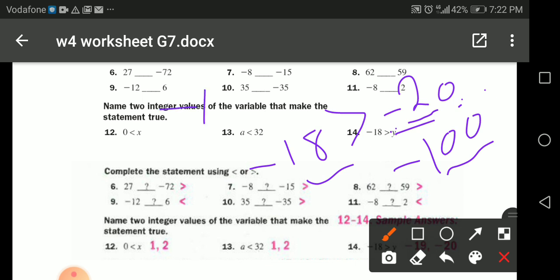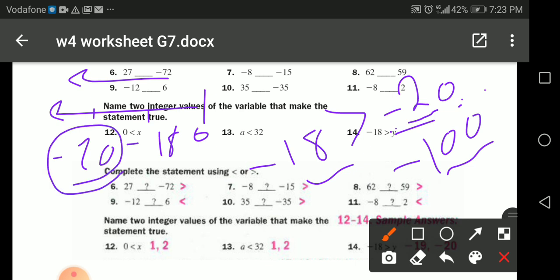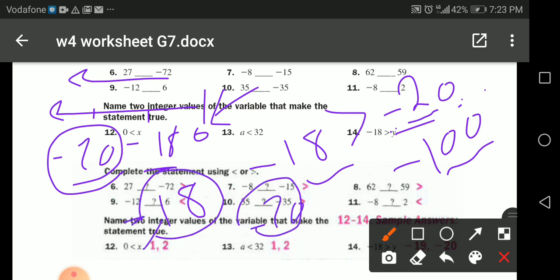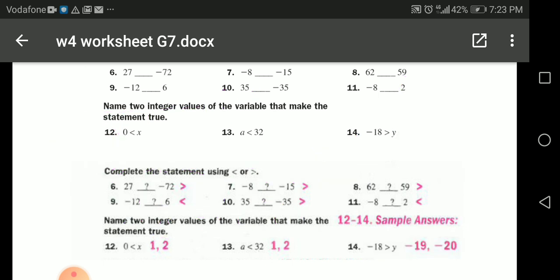Whenever you go from the 0 to the left, so you have negative 18 and, for example, negative 20, negative 20 is less than negative 18. Remember, by the number line, or another example, losing $18 is better than losing $20. That's better. Okay, guys? And it's the opposite of the positive.